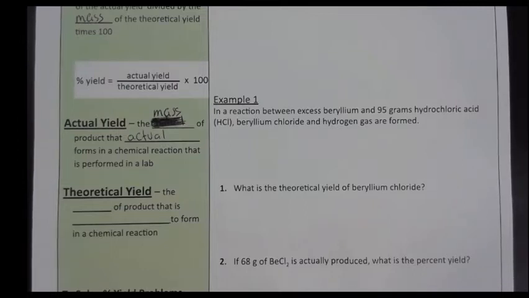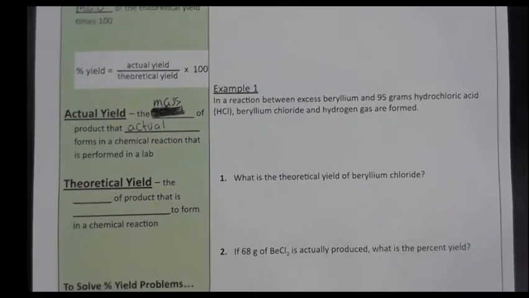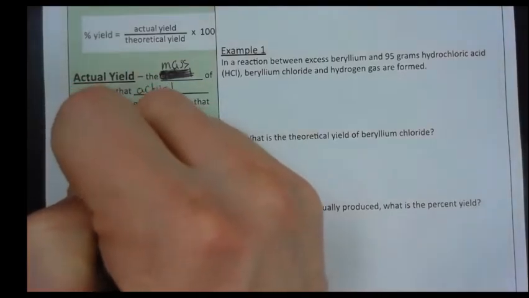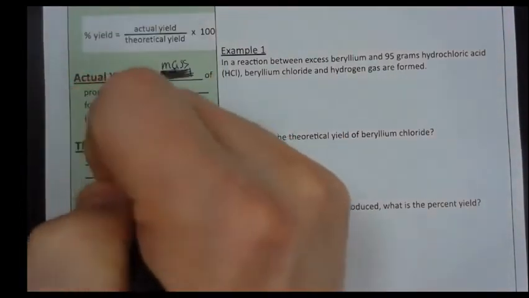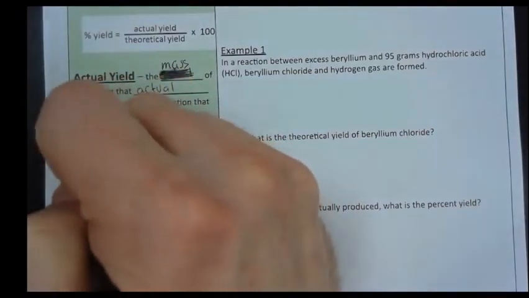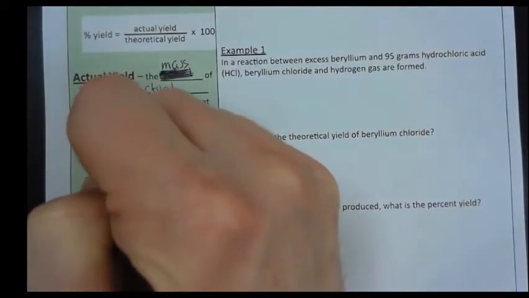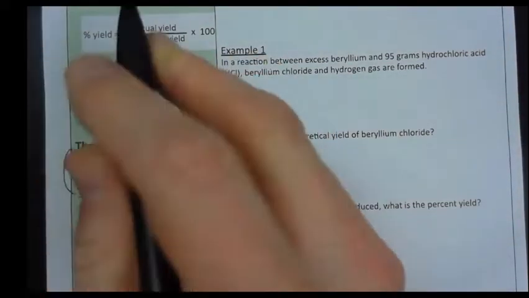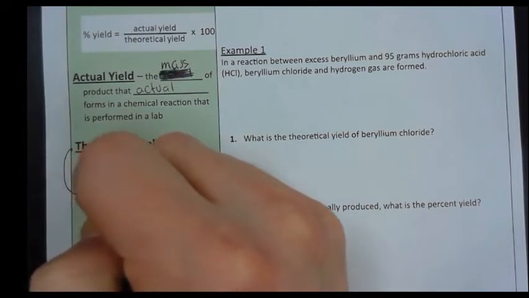So if we were to calculate the percent yield of a lab that we do in the classroom, the mass that you physically made yourself is the actual yield. What did you do in real life? All right, the theoretical yield is the mass of product that is theoretically able to form in a chemical reaction. I always refer to the theoretical yield as the calculated yield.